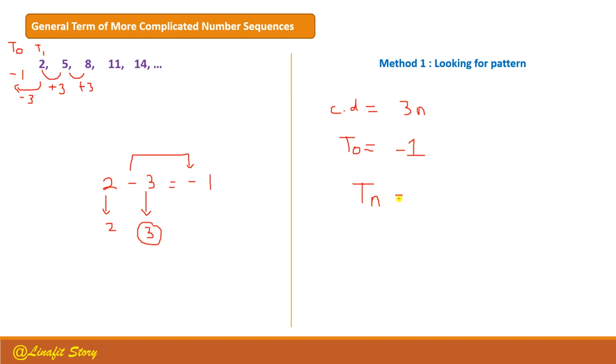And then we will join the common difference and the zero term. Tn is equal to 3n minus 1. Let's check. For example, we will find the fifth term. The answer is 14. So T5 is equal to 3 times 5 minus 1. 3 times 5 is 15. 15 minus 1 is equal to 14.